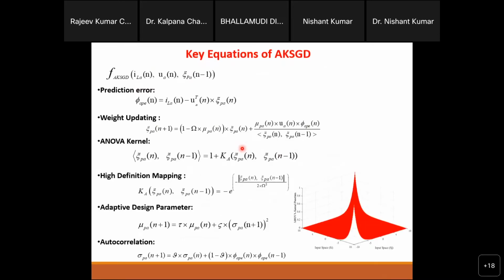Okay, so the key part of this control is in the key equations of this AKSD control algorithm. You will see that three things are required. One is the load current, one is the unit template, and this is your errors, or you can say the weight update errors.